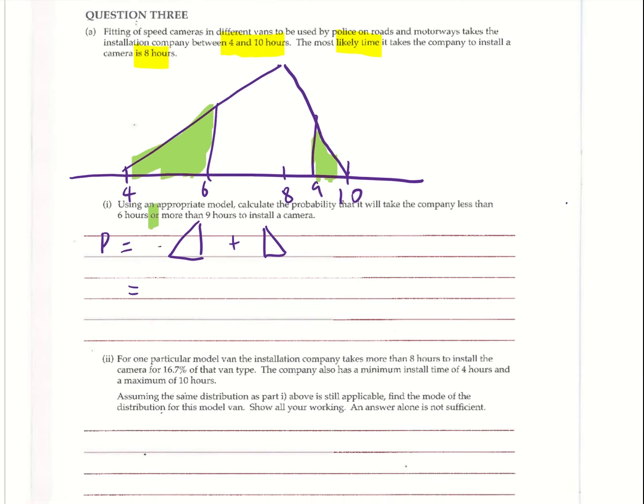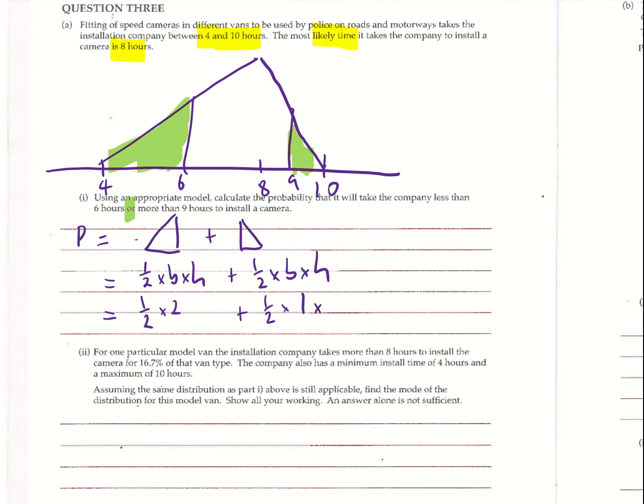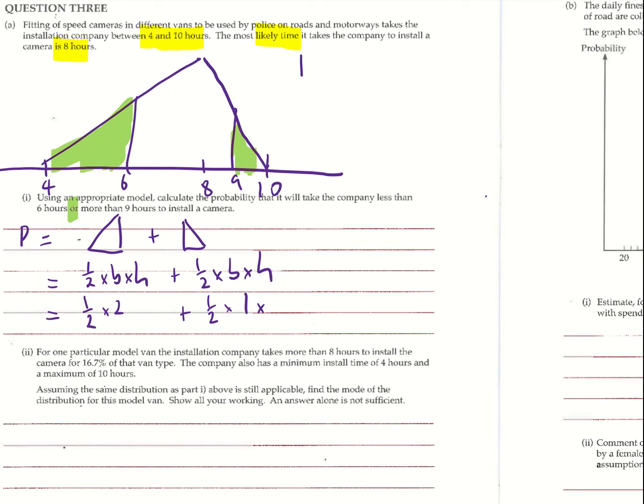Okay, so I've got half times the base times the height plus half times the base times the height. The base of the one on the left is 2, but I need to find the height, and this one, half times the base, which is 1, I need to find the height. So we want to find the height at 6, and we want to find the height at 9.